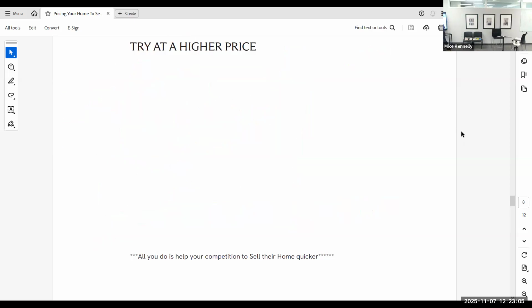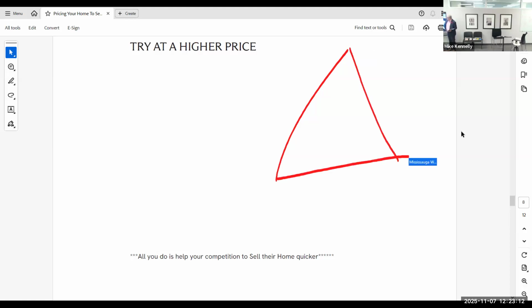The other one is called the triangle of success for trying at a higher price. Triangle of success. What do you think is the number one? Starts with the P, right? Price. Price. What do you think's down here? Week. Starts with a T. Time. What do you think's the last one? There's an F or an M.